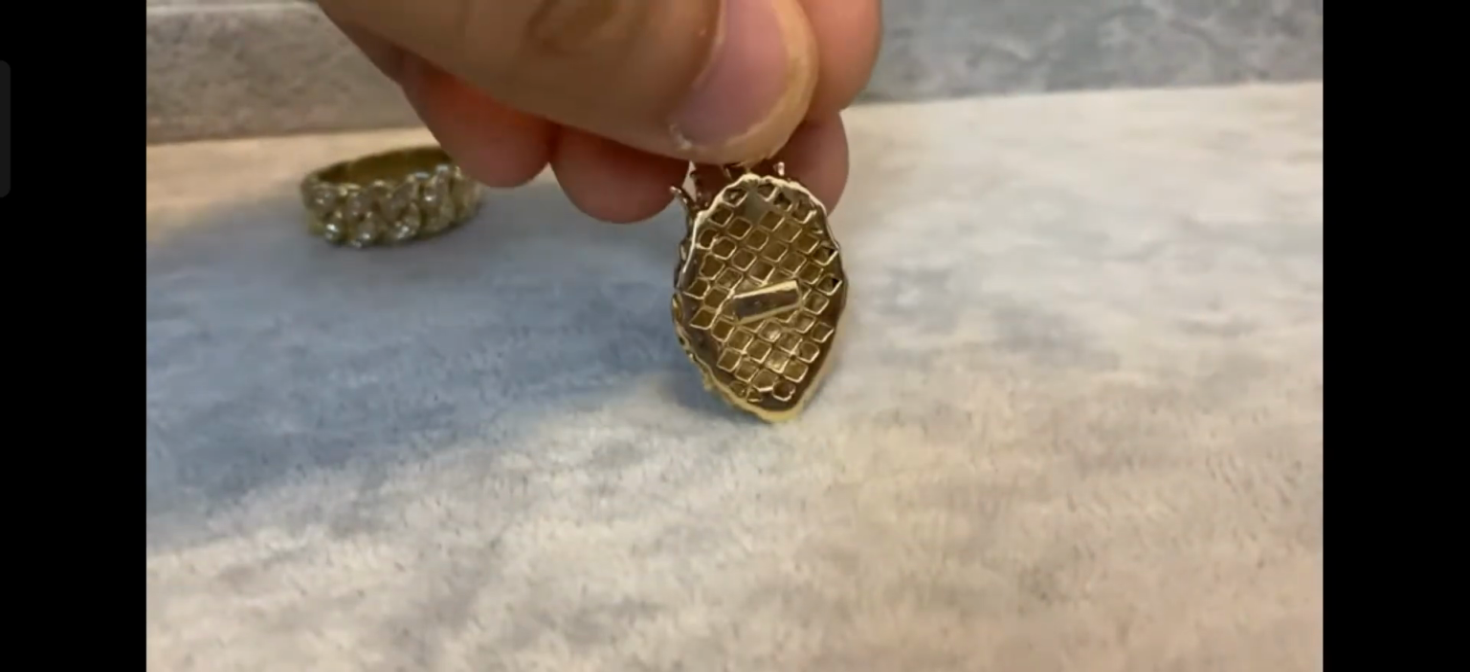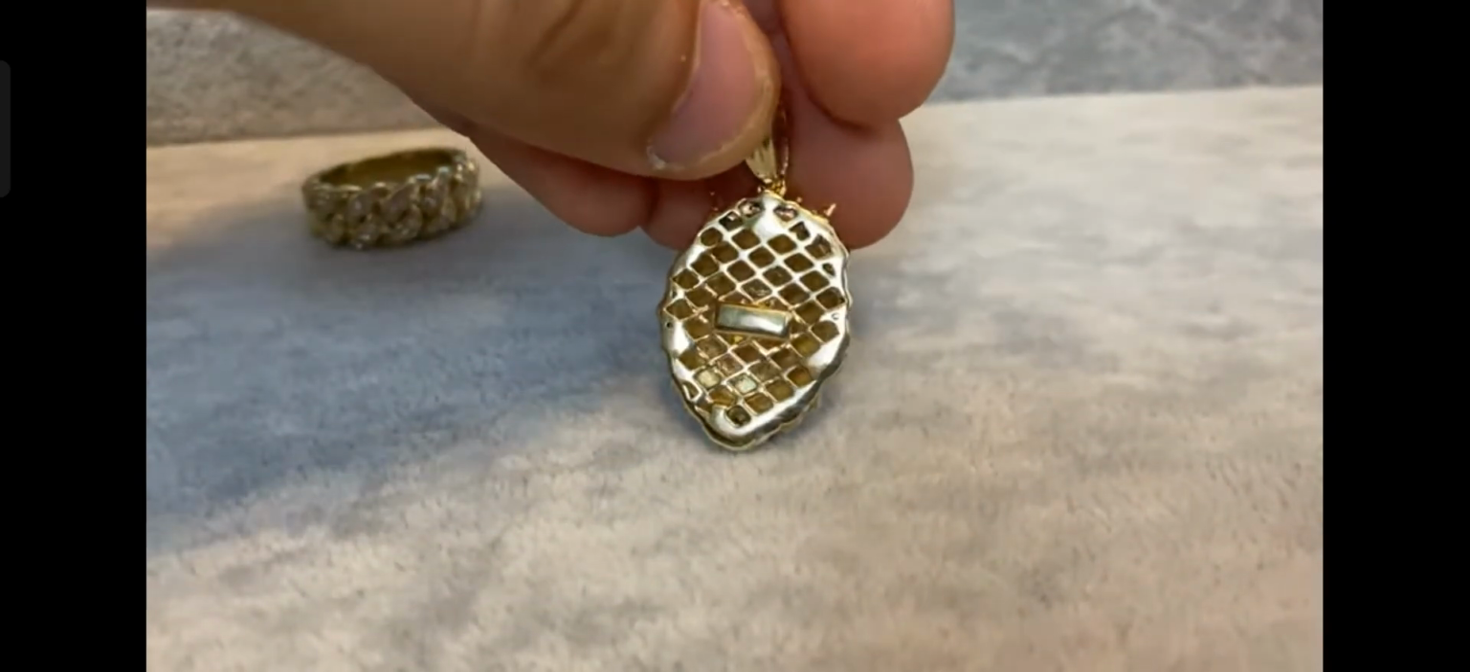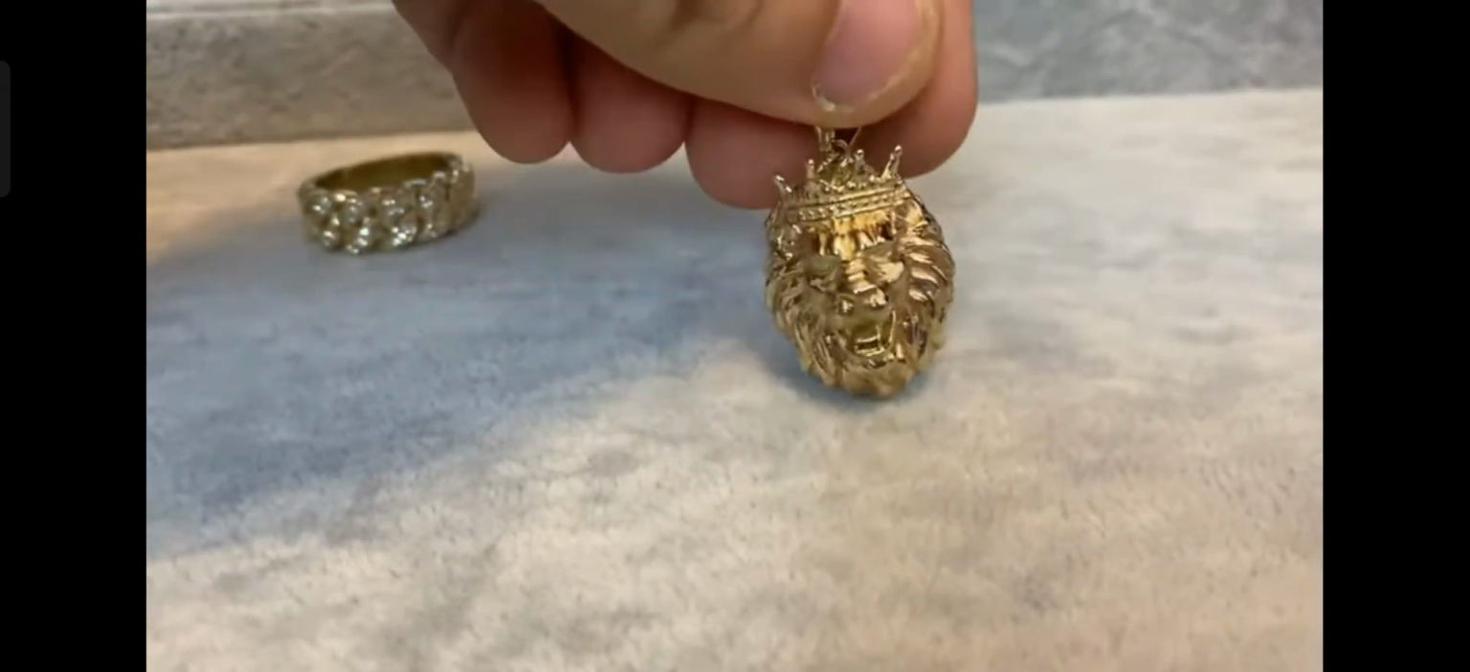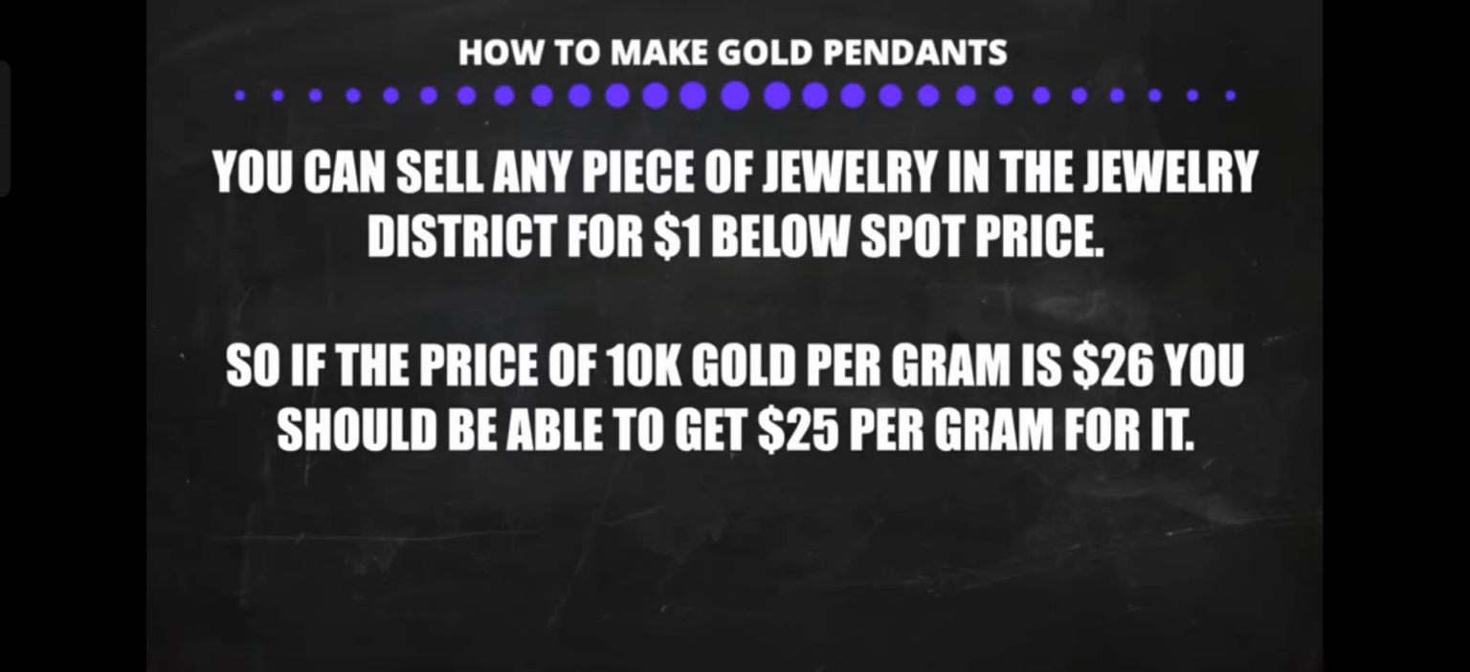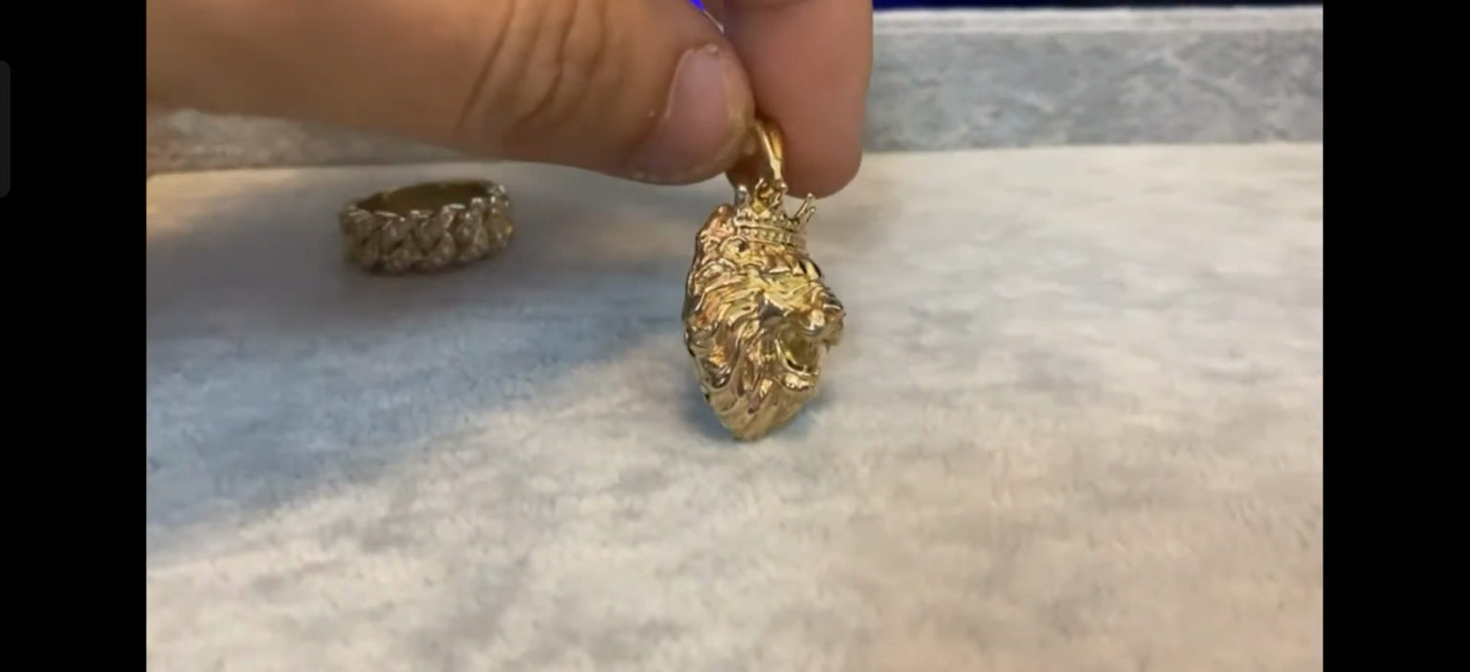Alright guys, so the majority of the pieces that I make for these YouTube videos, I'm going to take them back to the jewelry district afterwards and I'm going to scrap them. Most places in the jewelry district will buy your pieces for around $1 under spot. Now it's a good thing that I'm going to do this because this piece came out horrible.